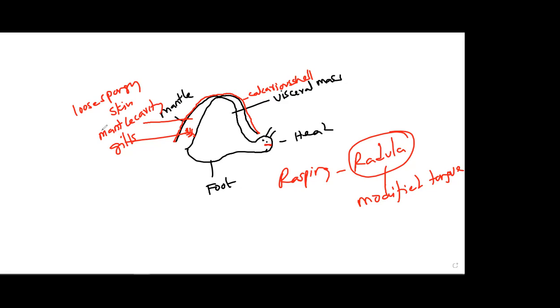See, imagine, look at here. This is a tongue with rows of backwardly directed teeth. So it keeps the food material on a hard surface, and it can tear the food into small pieces.